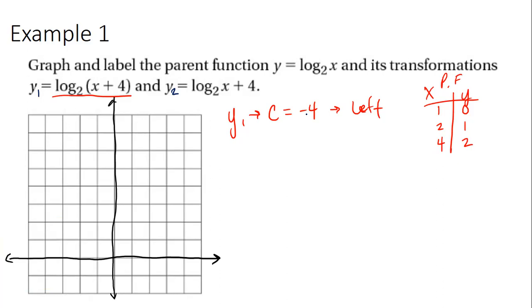So if I need to shift to the left, who is changing? The x's, right? So that means to each one of my x's, I am subtracting 4. So what's going to be my new table? What is 1 minus 4? -3. What is 2 minus 4?